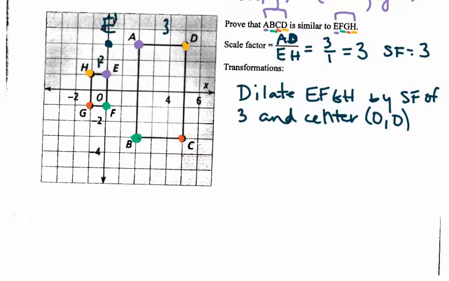And then H was negative 1, 1. So now it's going to be negative 3, 3. So that's H prime. F was 0, negative 1, so now it's 0, negative 3. And G was negative 1, negative 1, so now it's negative 3, negative 3.